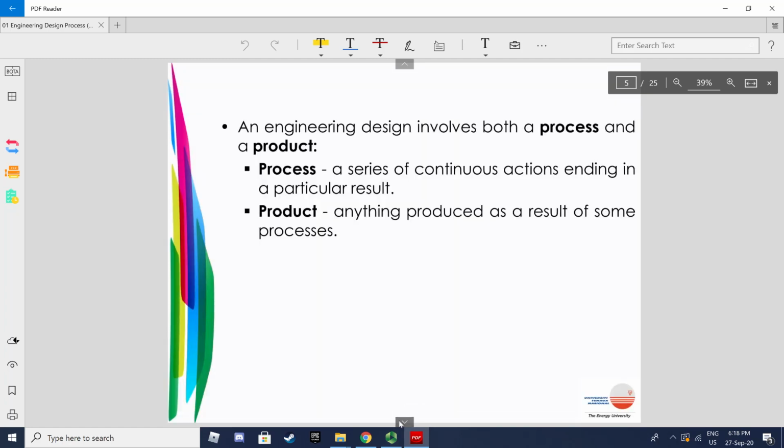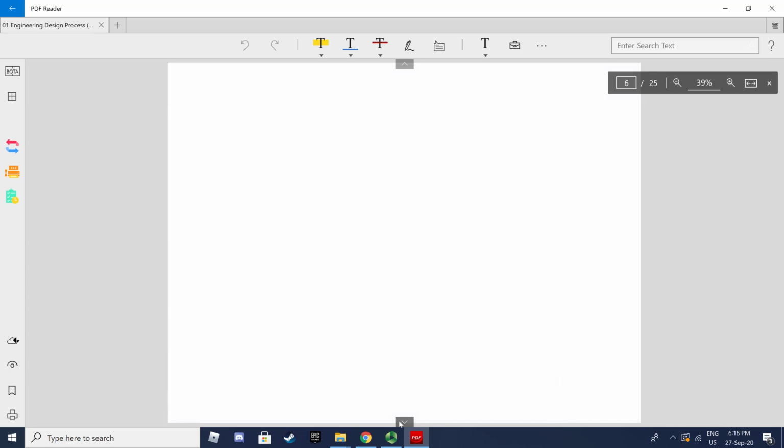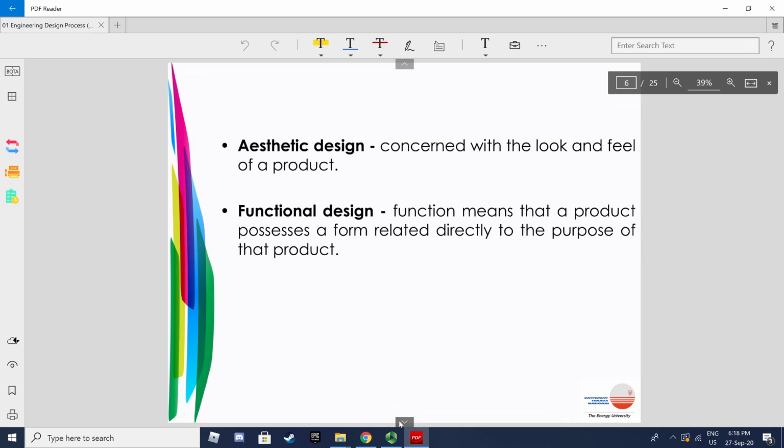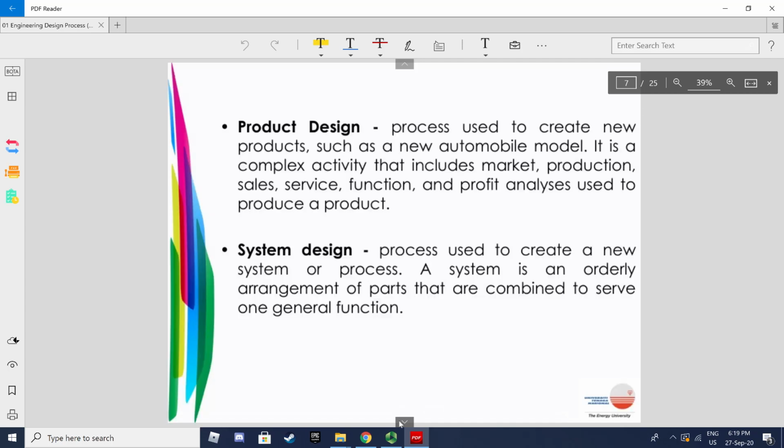And engineering design involves a process and a product. A process is a series of continuous actions ending up in a particular result. So there will be a certain outcome at the end of the process, and the outcome is called a product, which is the result of the process. Aesthetic design is concerned with the look and feel of a product, and functional design is where the product or process form relates directly to the purpose of that product.